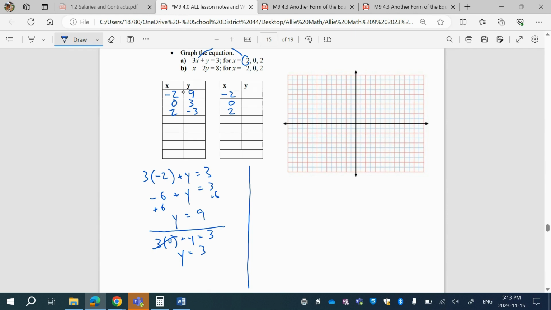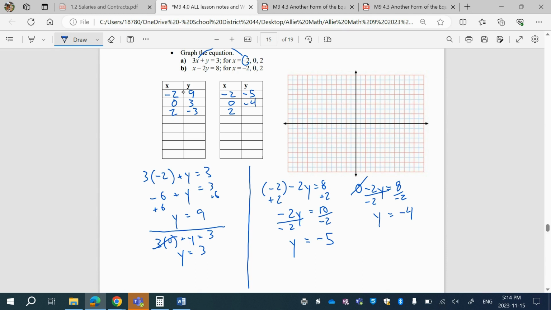So we have, let's start with our negative 2, subtract 2y equals 8. To get the y by itself, let's first start by adding 2 to each side. We get negative 2y equals 10. And now let's divide by the negative 2 on each side. y equals negative 5. So that's that one right there. Let's do another one. 0 subtract 2y equals 8. Let's divide by negative 2 on each side, and we get y equals negative 4.